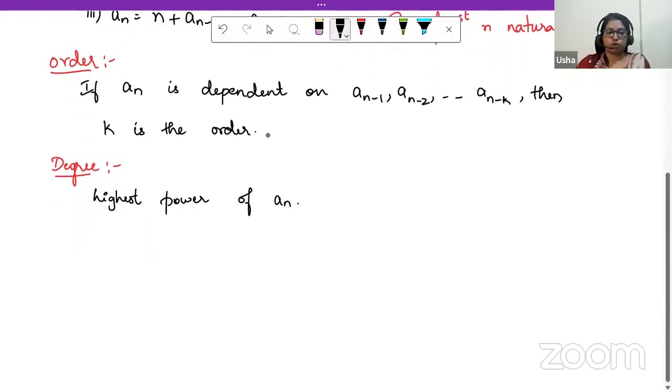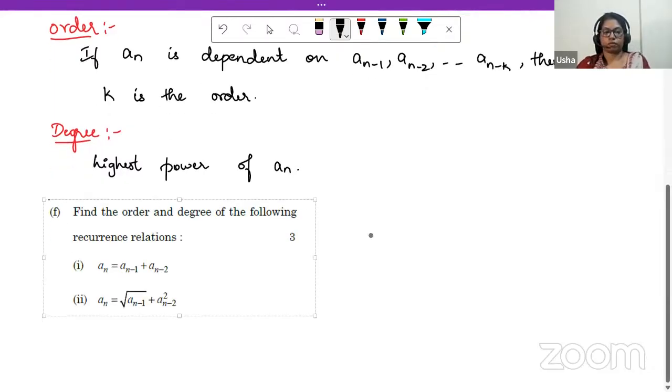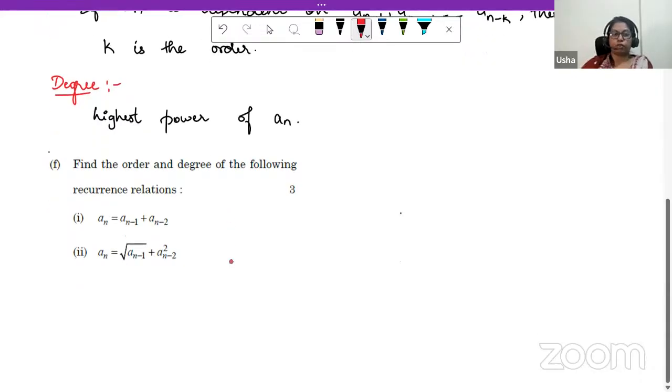Now we will see the answer of the question. Here, find the order and degree of the following. So for the first one, what is the order? See which is highest here. n-2 is there. So 2 is the highest one. So order is 2.